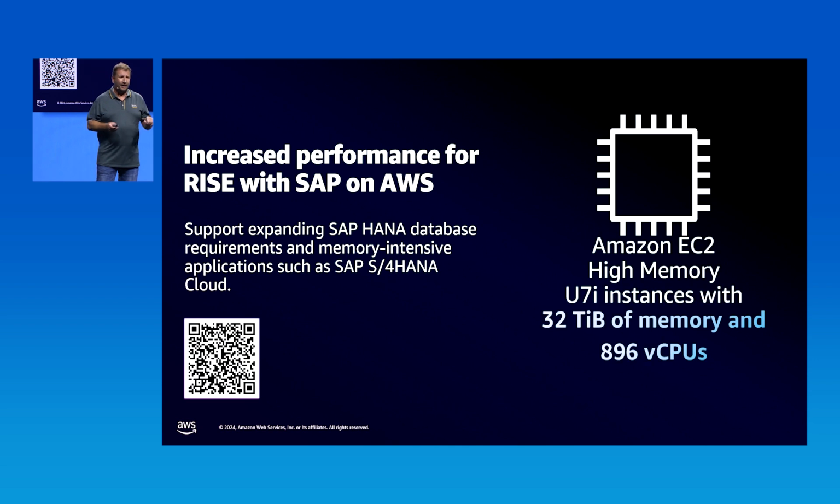But we're not stopping innovating in the infrastructure under the hood. We're also committing to bring you the best performance and capacity you can get on EC2 instances. And in May 2024, we announced a new Amazon high memory instance. It's called U7i, which gives you the capacity of 32 terabytes of memory and 896 vCPUs in one single instance. And this is the answer to the question: I want to be flexible with the expanding demands an SAP HANA database brings, also maybe for the future.